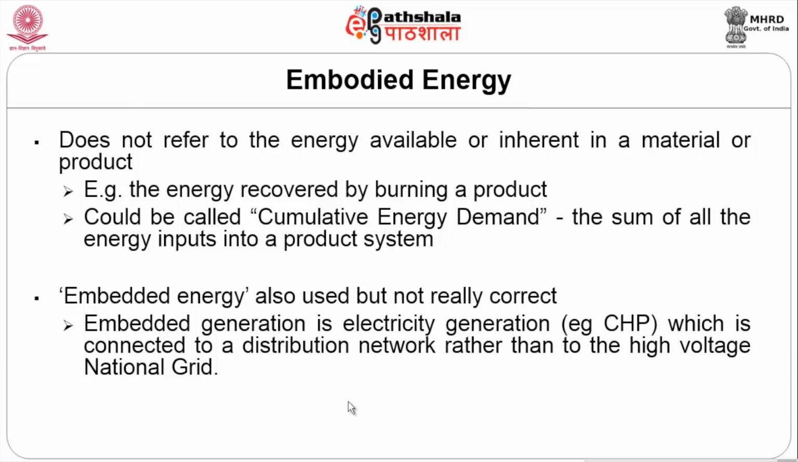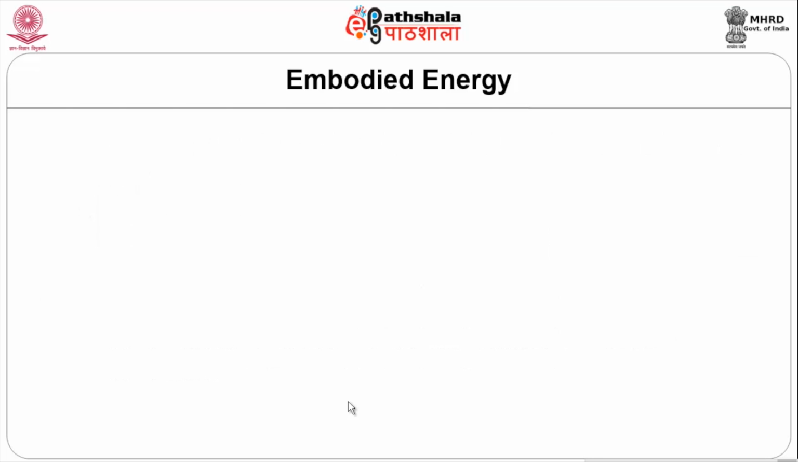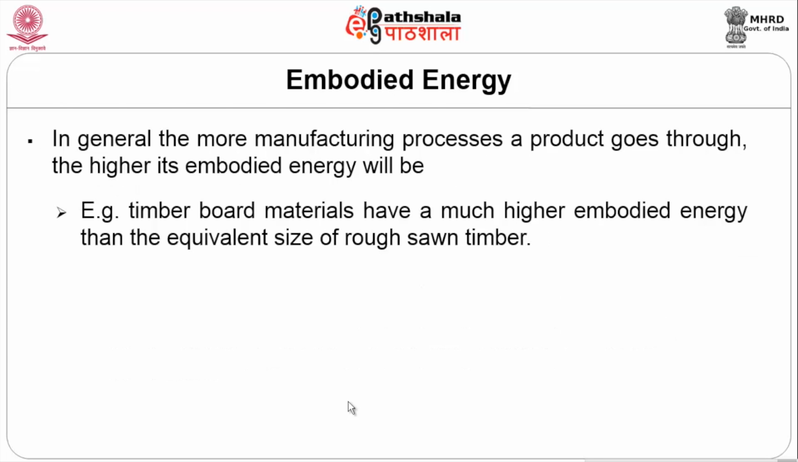Embodied generation is electricity generation which is connected to a distribution network rather than to a high voltage national grid. In general, it includes the manufacturing process of a product which goes through it. Some products will have a higher embodied energy value. For example, timber board materials have much higher embodied energy than the equivalent sawn size of timber.